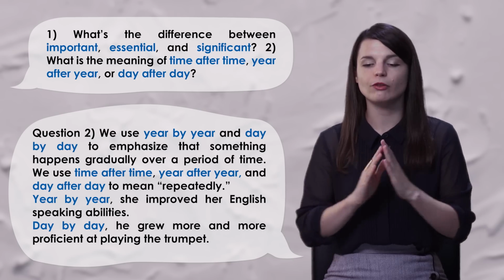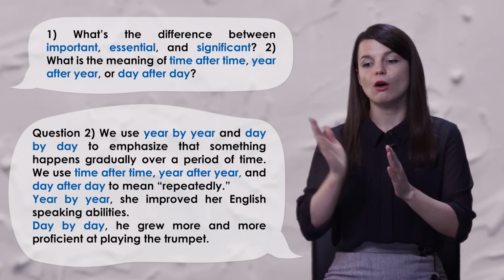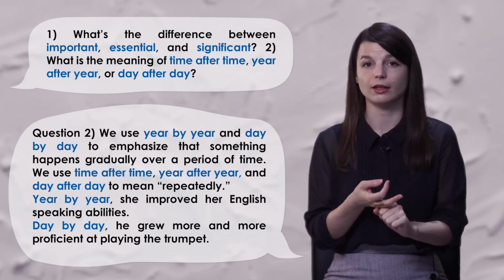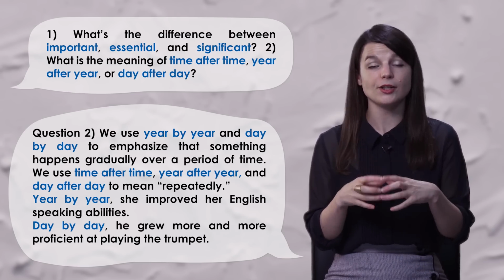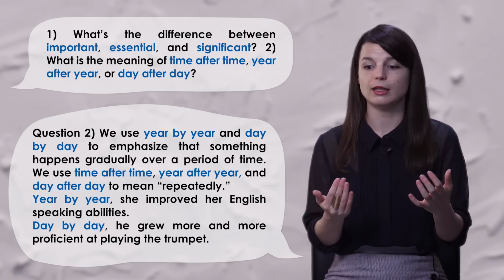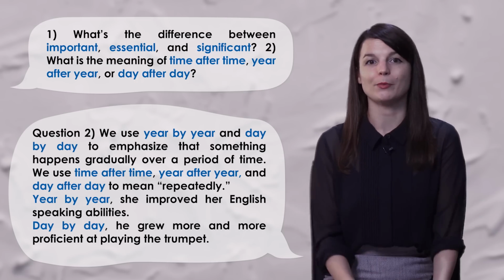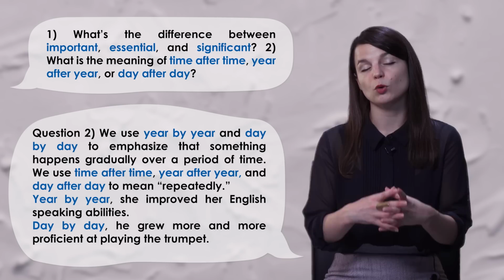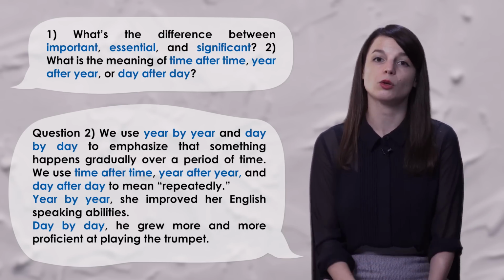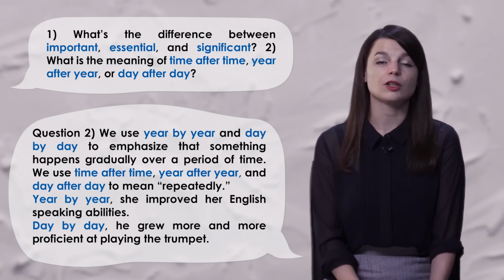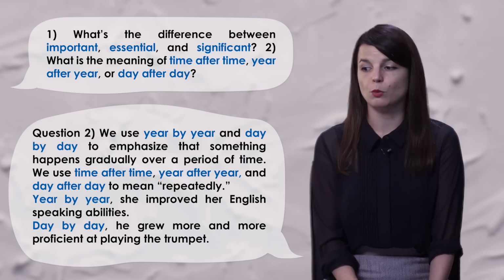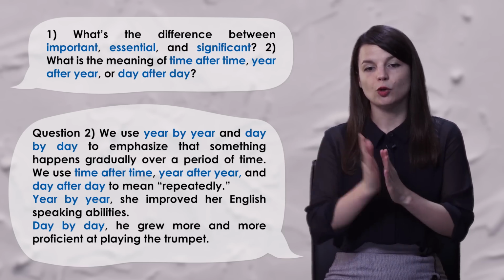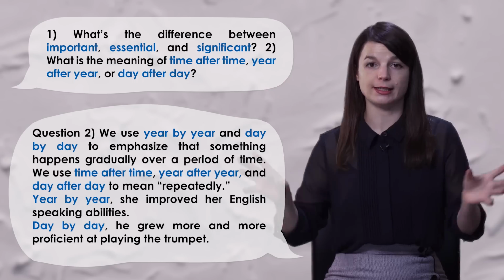So it's referring to something that continues over a period of time that's expressed with this day by day or year by year. So if it's an everyday action, you could use day by day to mean like a child growing, for example. Like day by day, the child grew stronger. Or if it's something that's more long-term, like language studies, you could say year by year, her English speaking abilities grew. So we're talking about a continuing action over time, usually that grows or like that changes in some way.